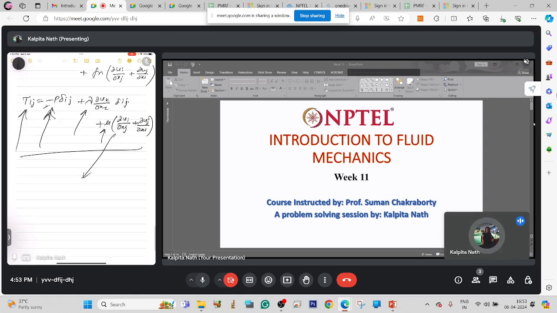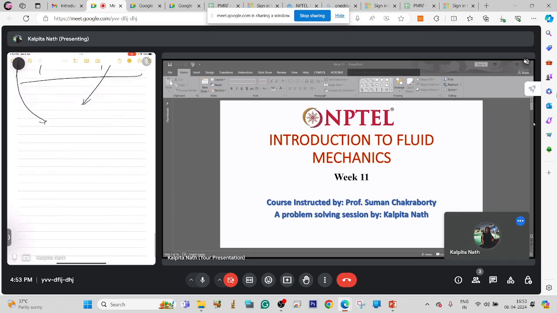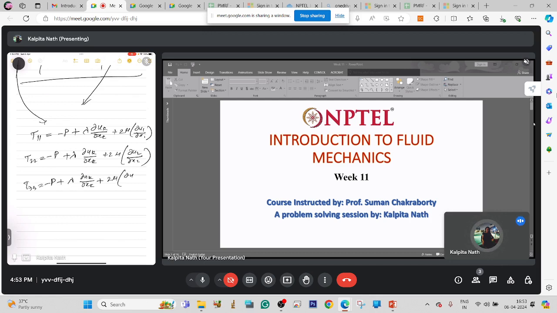Now if we write for 1, 2 and 3, tau 1 is equal to minus p plus lambda del uk del xk plus 2 mu del u1 del x1. Tau 2 is equal to minus p plus lambda del uk del xk plus 2 mu del u2 del x2. Now tau 3 is equal to minus p plus lambda del uk del xk plus 2 mu del u3 del x3.